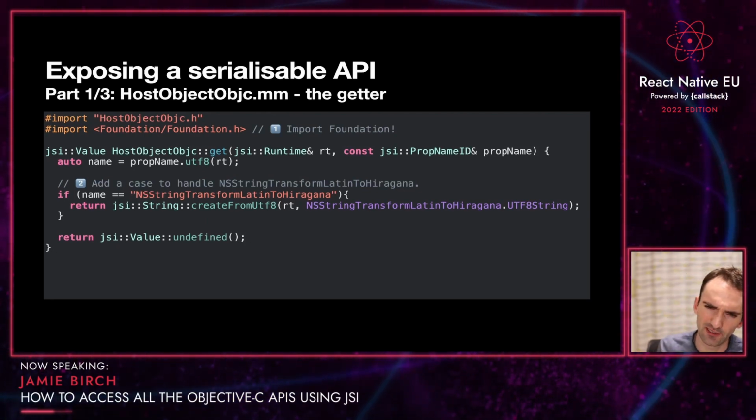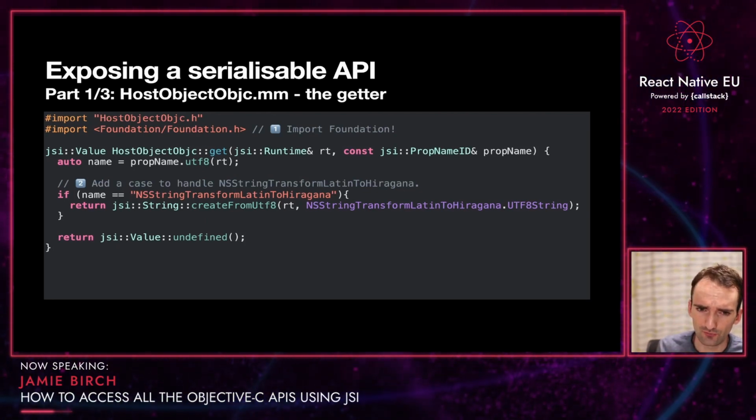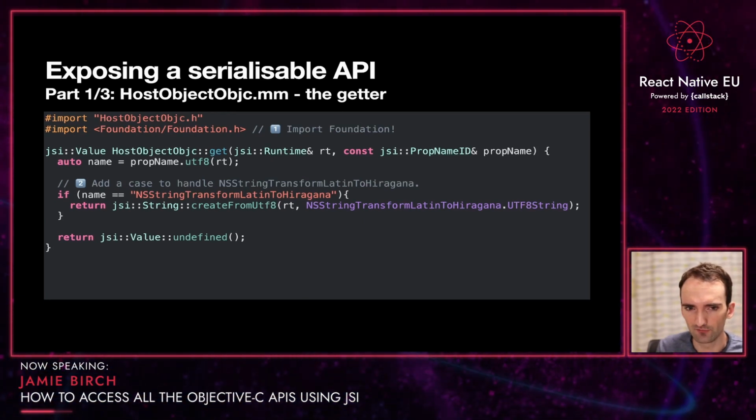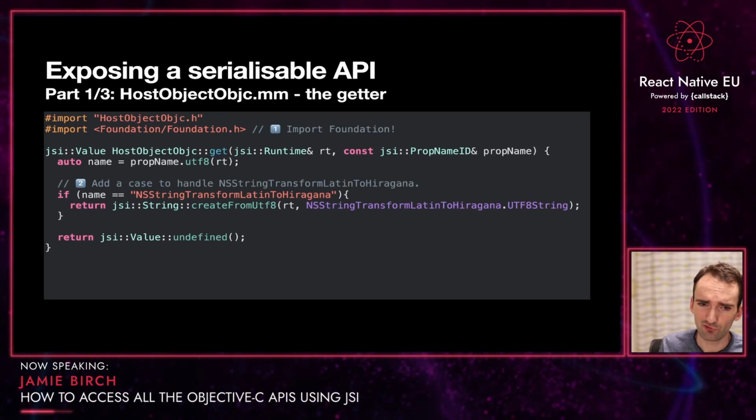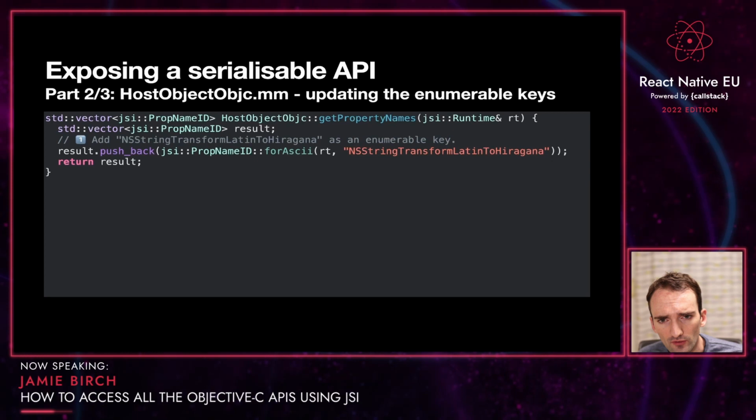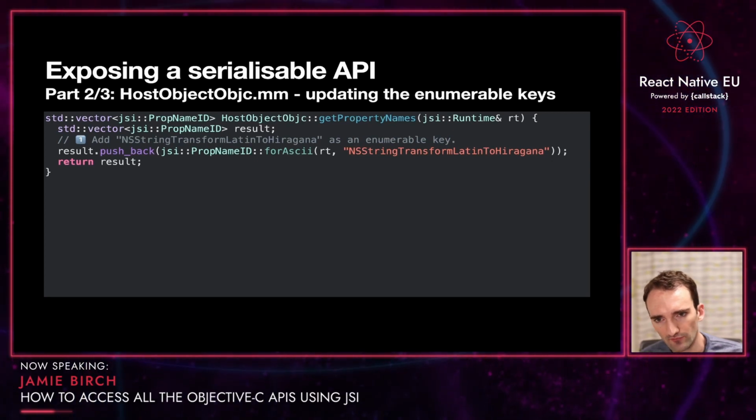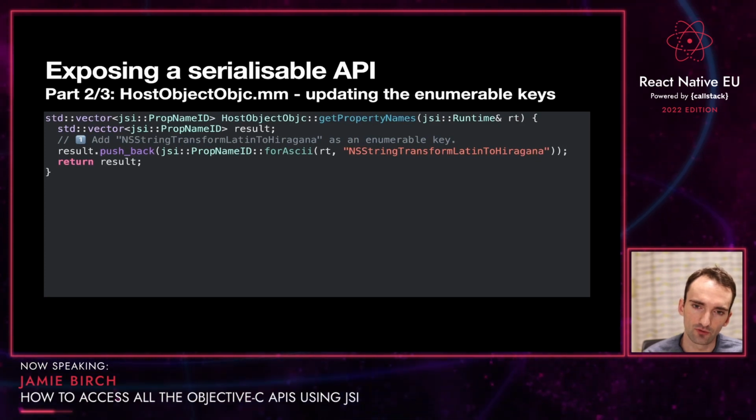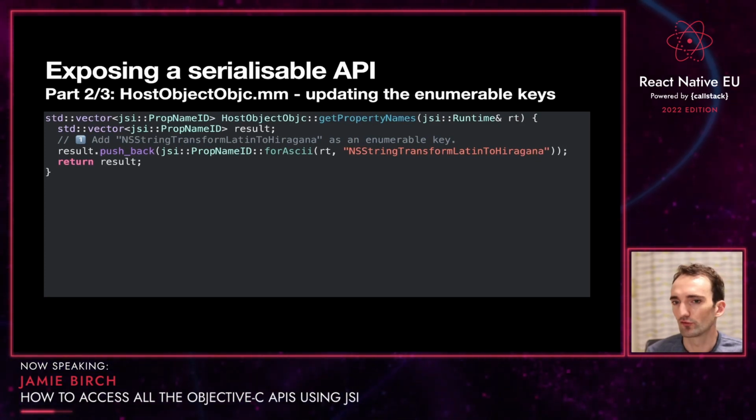And this is a really cool thing about ObjectiveC++. You can seamlessly do ObjectiveC stuff in the middle of a C++ context. It's crazy stuff. And to illustrate, we will update the enumerable keys, and it's as simple as saying there's a new enumerable key called NSStringTransformLatinToHiragana.